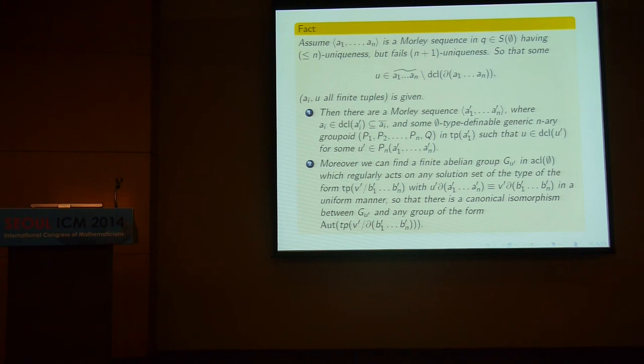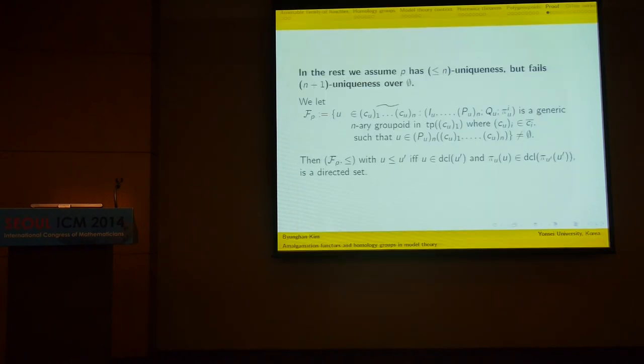So it's very, very nice. You don't need to worry about the vertex group whatsoever. Just leave it outside, somewhere inside the closure of the empty set, which uniformly bounds and regularly acts on all the solution set. Then now, what?